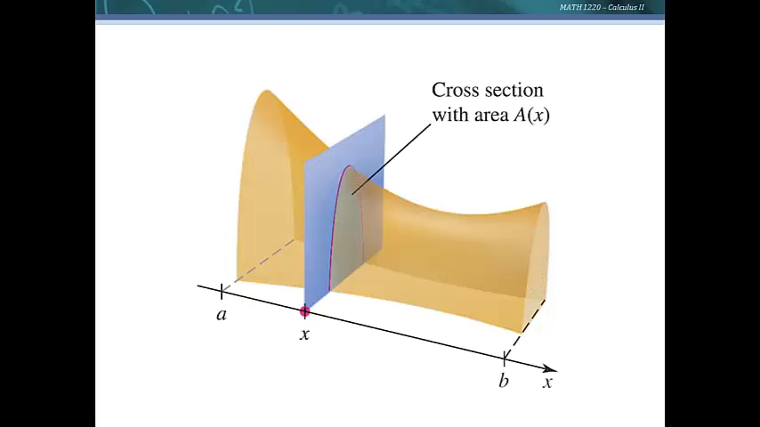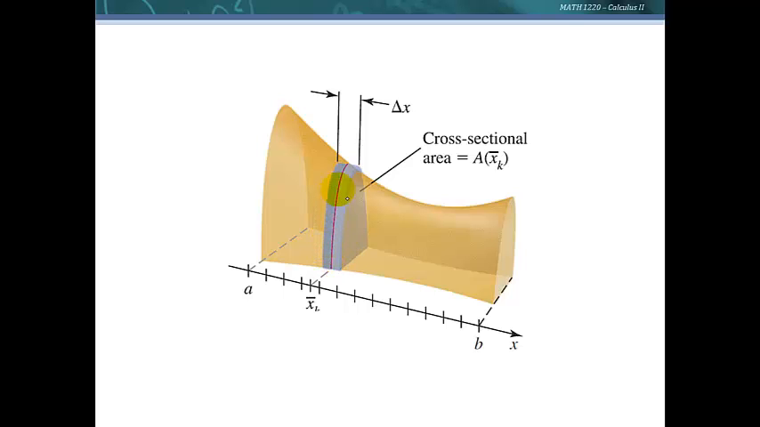So we could have any kind of a shape like this, and we could have this idea of taking a slice and looking at a cross-sectional area of this slice. We could find this as the area under a curve, and then we could take a little thickness. We are going to call that delta x, and we're finding that area there, and we're going to multiply it by delta x, a little thickness.